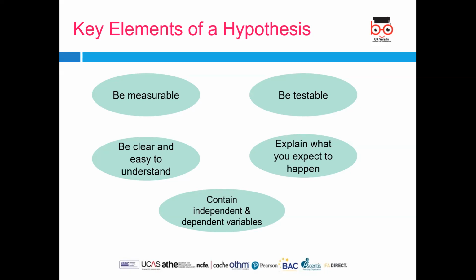The third key element of a hypothesis is that it should be clear and easy to understand. It should not be very difficult to interpret. For example, if you're presenting your scientific paper, the hypothesis should be easy to understand so that the general scientific community can understand it. Then it should explain what you expect to happen. For example, when you say the sun rises in the east, you explain what you expect to happen. That is a key element of a hypothesis.